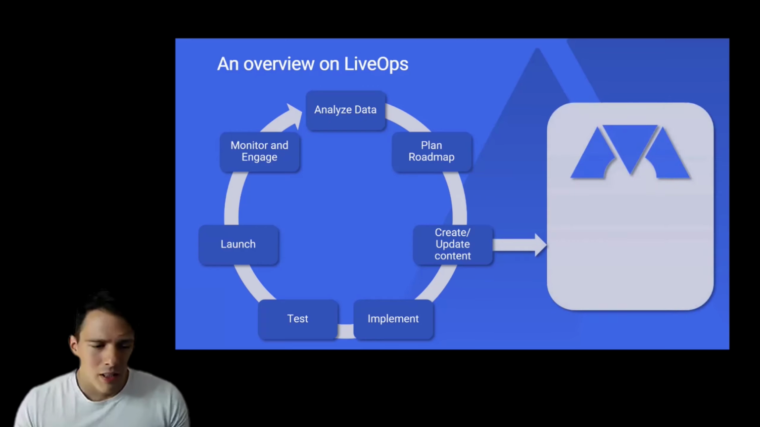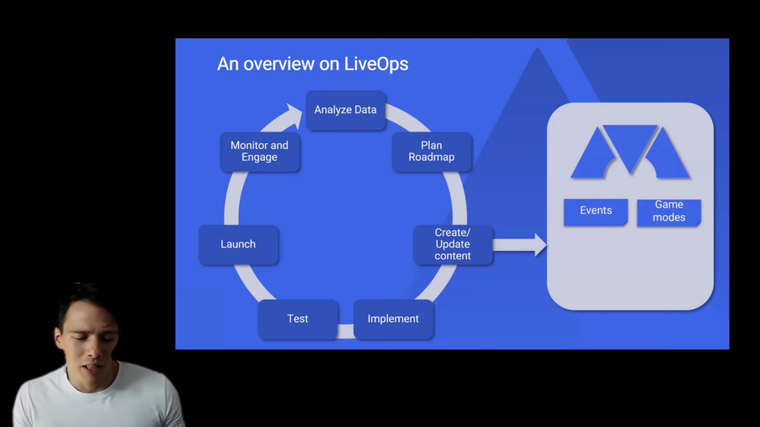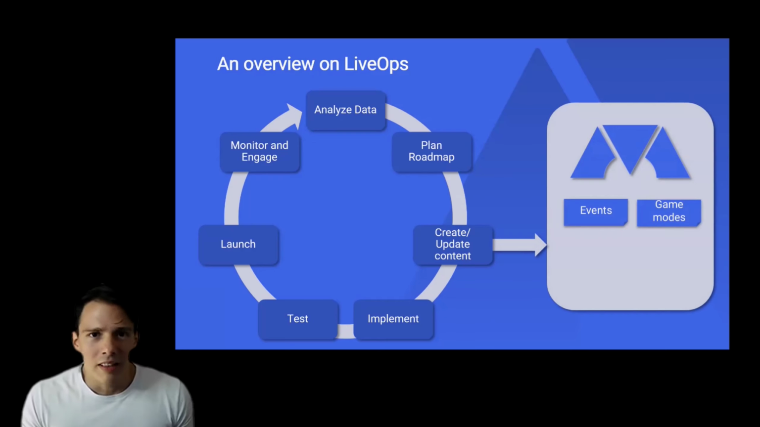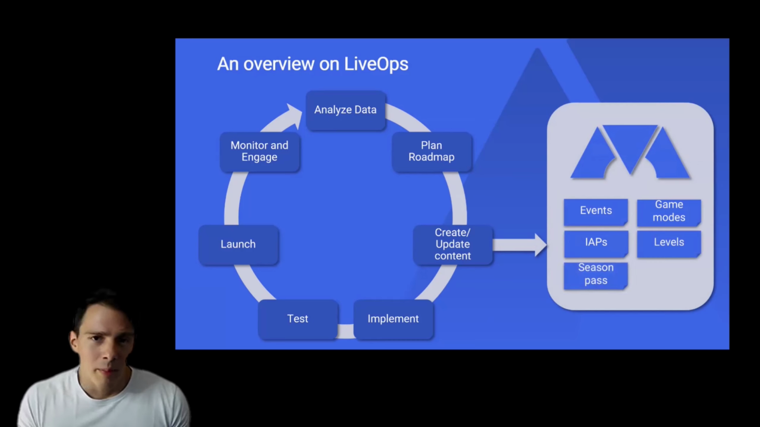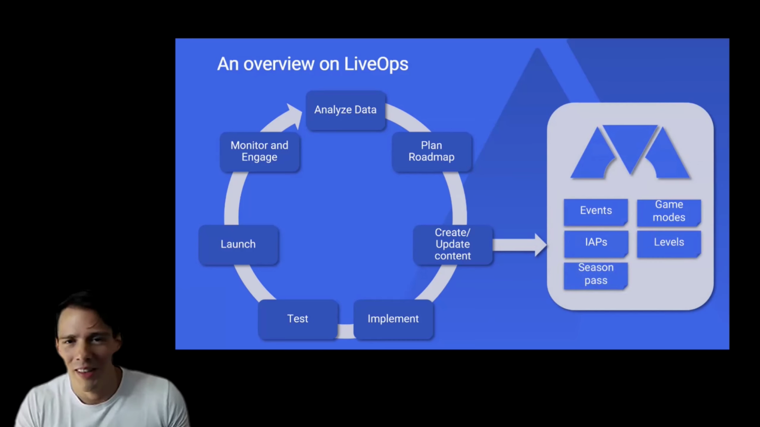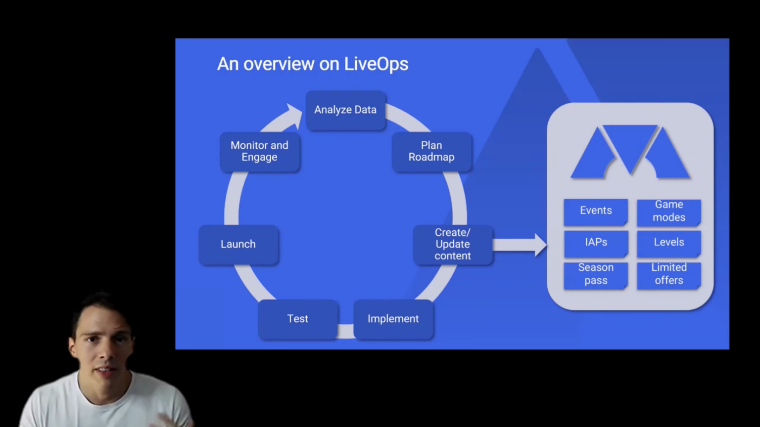And creating content might be done in different manners. For example, you can add events. You can maybe add a game mode. For example, you have just a PvE mode, and maybe you add an arena mode, a PvP, and just capture the flag, anything in those terms. Maybe you add in-app purchases, new levels. For example, Candy Crush, I don't know if it has 10,000 levels or even more. Maybe they will add more levels and more content, a season pass, for example, or limited offers, and so on. So there are different ways of adding more content once the game is live.